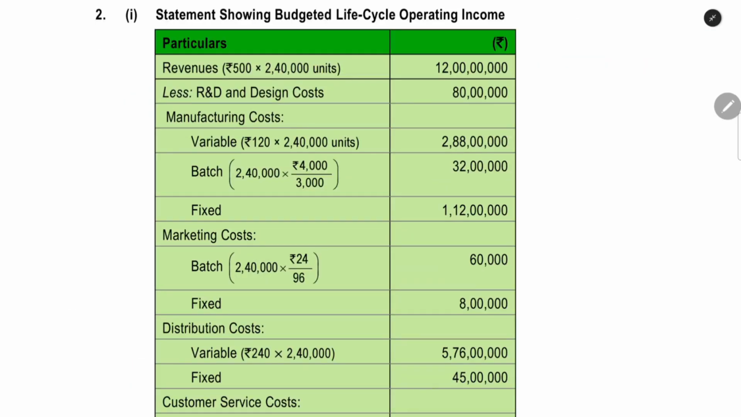Here, this is the solution. The revenue is at 500 selling price per watch, 240,000 watches, total sales. R&D and design cost, 80 lakh. Manufacturing cost: variable cost for one watch is 120, multiplied by 240,000 watches, this much. Now for per batch, 240,000 divided by, this should be 300. It is a printing mistake. Now if you calculate this, you will get 32 lakh, as we calculated already. And then fixed cost they have given already, 1 crore 12 lakh.